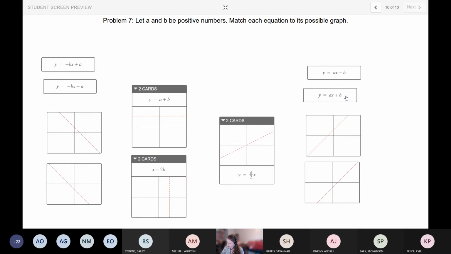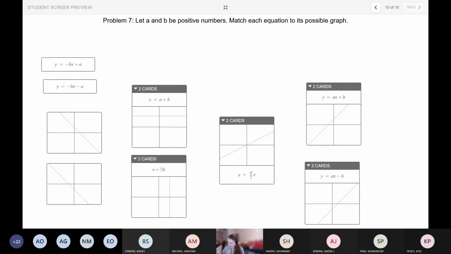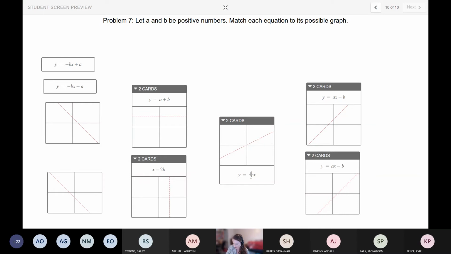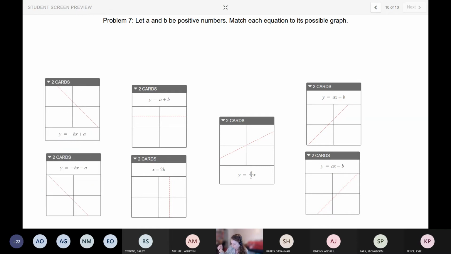And then these last two both have a positive slope, so ax, but then it depends on whether it's a positive or a negative y-intercept. The one on top for me is the positive y-intercept because it intersects above the x-axis, where the other one intersects below the x-axis, so it's a negative. And then our last two are our negative slopes, so we have our negative bx's, and then we have a positive a, which is going to be our positive y-intercept, and a negative a, which is going to be our negative intercept. So that's how they would have matched on Desmos.